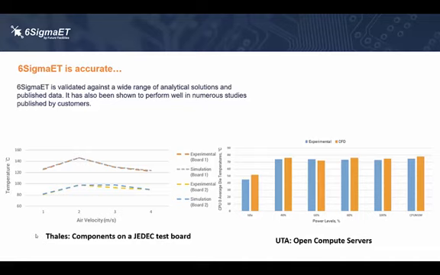As an example on the left from Thales of some PCBs and components on PCBs, and then UTA, University of Texas at Arlington, did a study of the open compute servers and again found excellent match between the CFD study and experimental. These are both on our website, so if you want more details, please look on there. But also get in touch if you want our full validation document as well, so we can send that over, which has all the dozens of validation cases that we validate against.